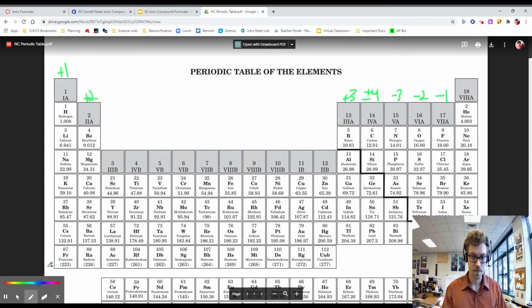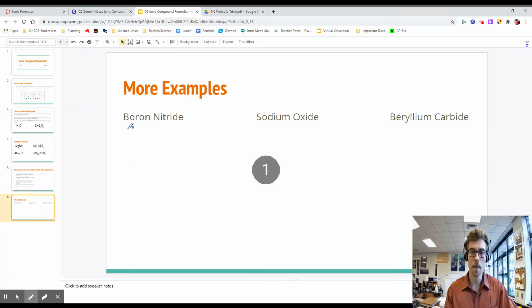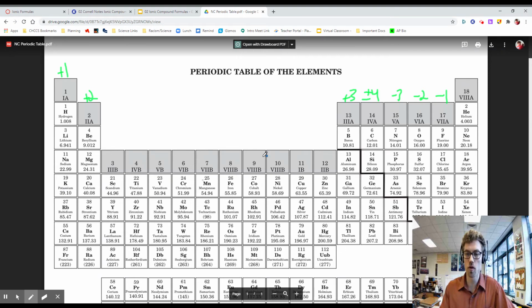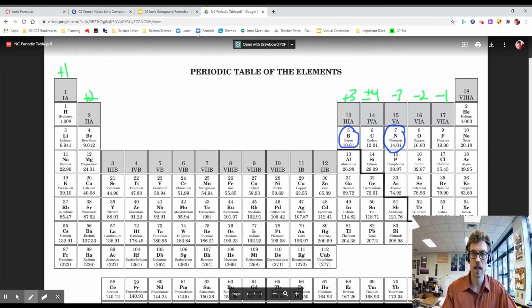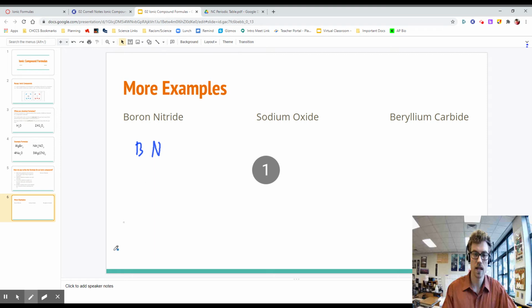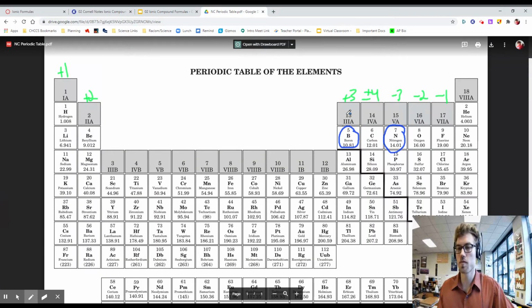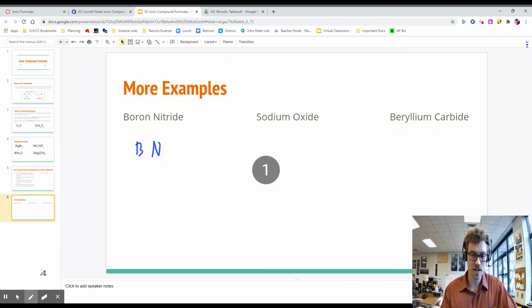Okay, so we're looking for, what was it again? Boron nitride. So we're looking for boron. Okay, so here is boron, and we're looking for nitride. That's going to be nitrogen. Okay, nitrogen. So boron is B, nitrogen is N. So we've got B and N. All right, we need their oxidation numbers. Boron +3, nitrogen -3. So +3, -3.